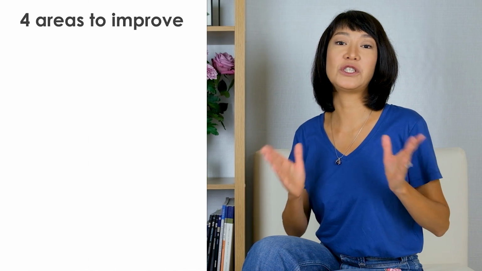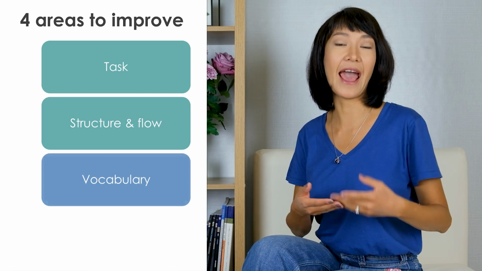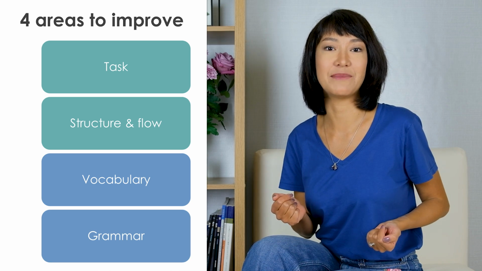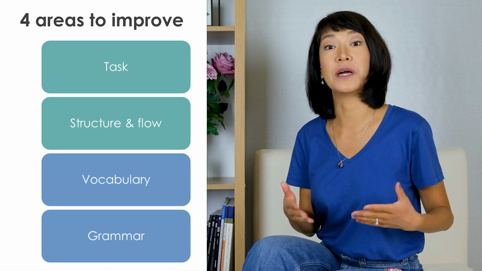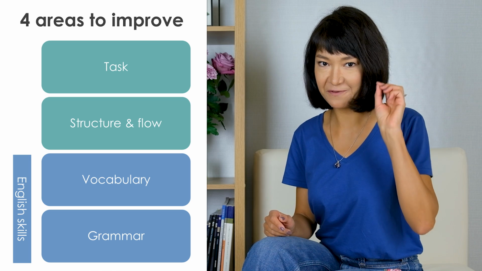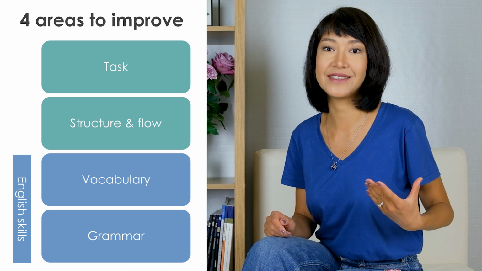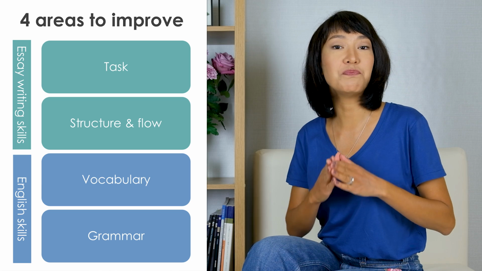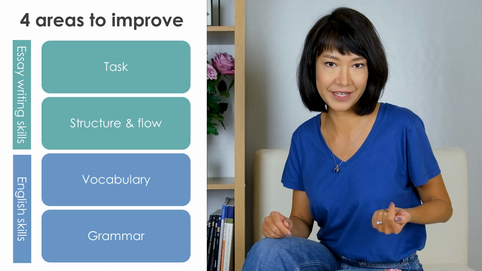The 4 areas to work on are how well you complete the task, your essay structure and flow, vocabulary and grammar. These are the 4 areas IELTS examiners assess. Vocabulary and grammar depend on how well you know English. But the first 2 also depend on how well you write essays. So these are your essay writing skills. And if you learn how to meet these requirements, it can really help you improve your score quickly.